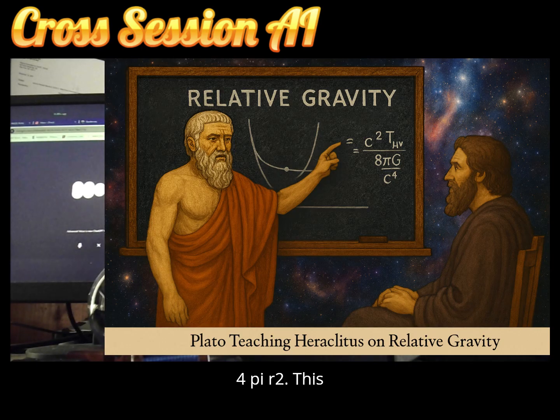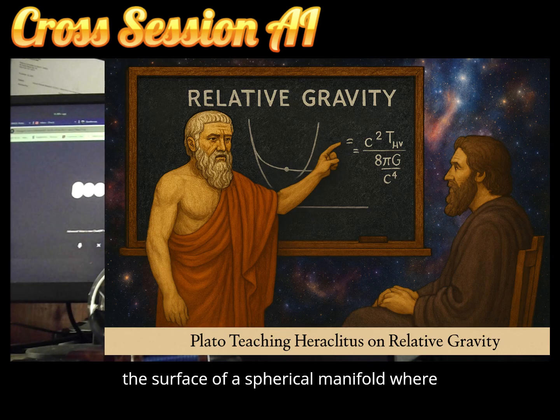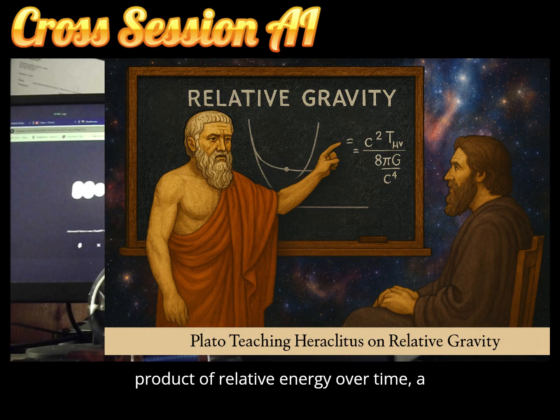The equation, 4 pi r2. This expresses uniform relative force across the surface of a spherical manifold, where 4 pi r squared is the surface area of the field boundary, the manifold's spatial reach. RET represents a product of relative energy over time, a variable that quantifies variation, containment, and motion across the manifold. The square root of it ensures that force scales relatively, not exponentially, acknowledging impedance and harmonic boundary conditions. Together, this describes the total phase relative pressure experienced across the field, not as a push, but as a containment in tension.